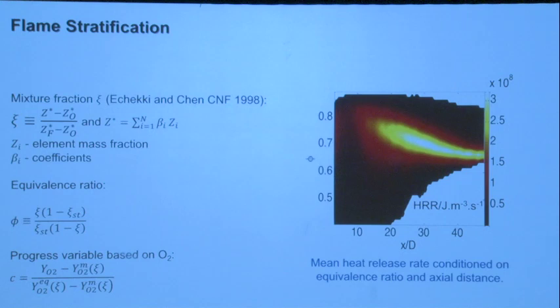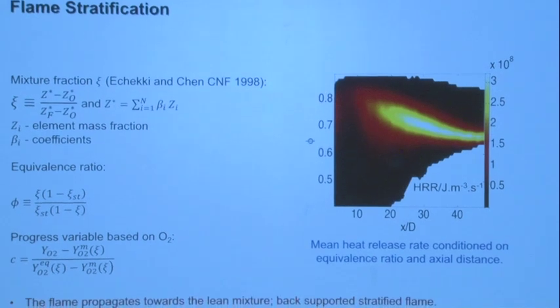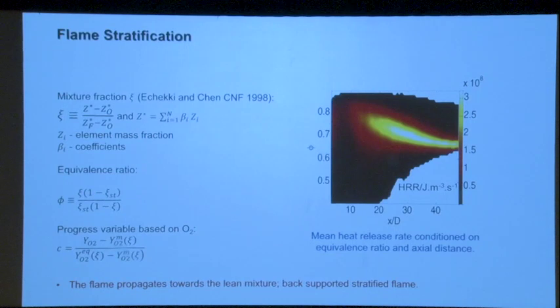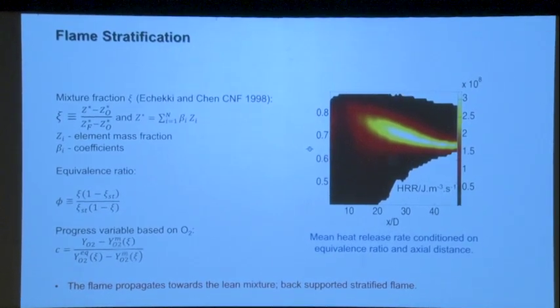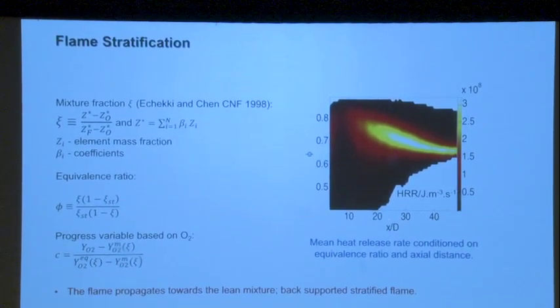So I mentioned that this was a stratified flame in the sense that the pilot is providing back support to this very lean flame. And so what you see in this plot is the mean heat release rate, these isocontours, conditioned on the equivalence ratio and on the downstream distance in the jet, where the origin of the jet here is on the left, and far downstream at 40 or 50 diameters is on the right.